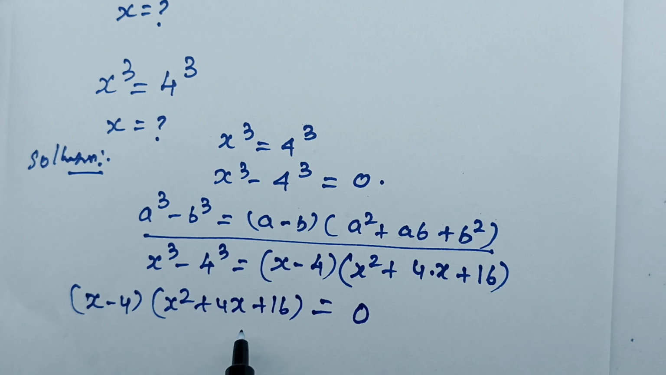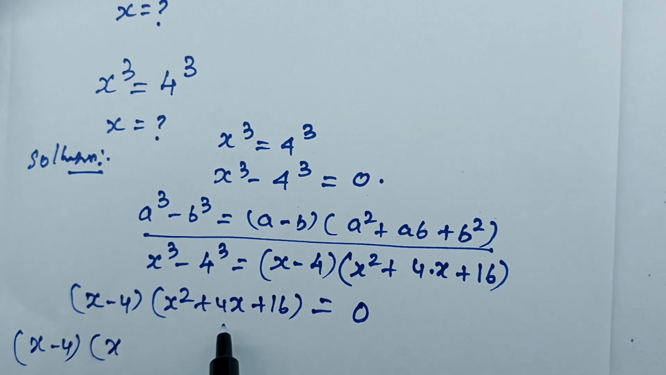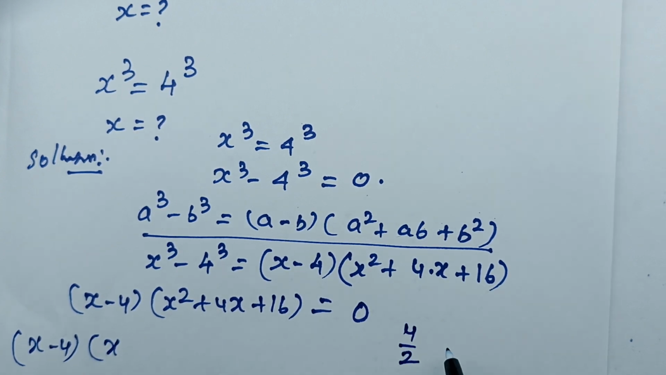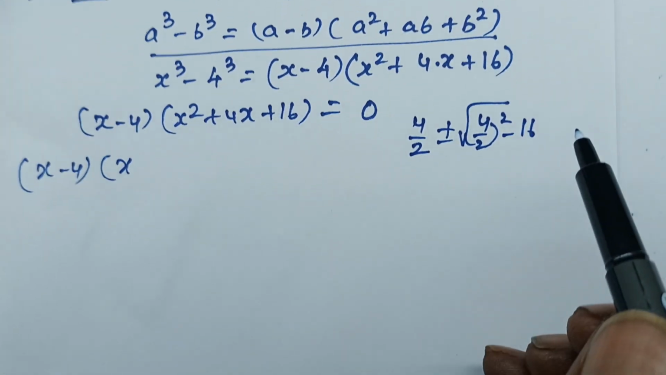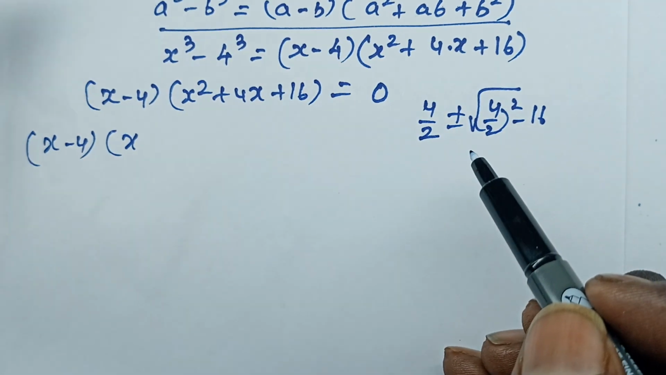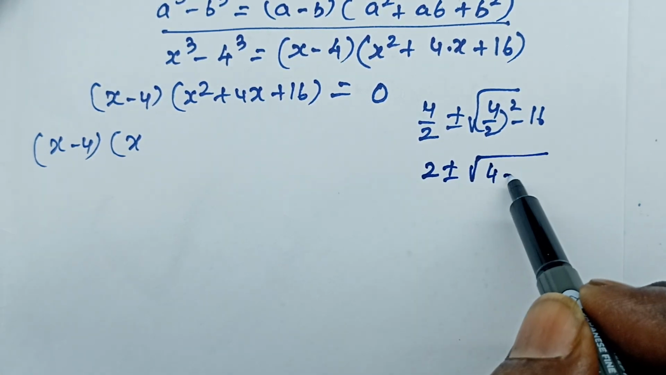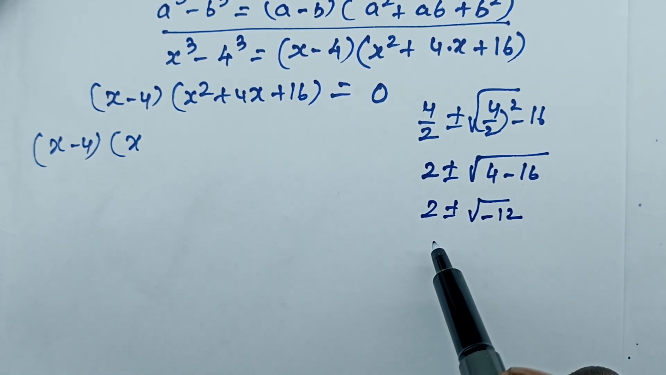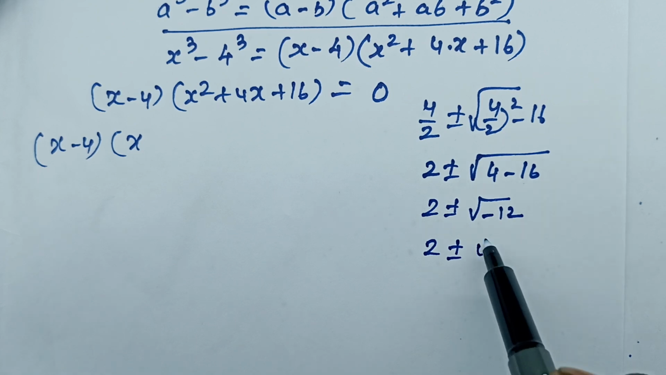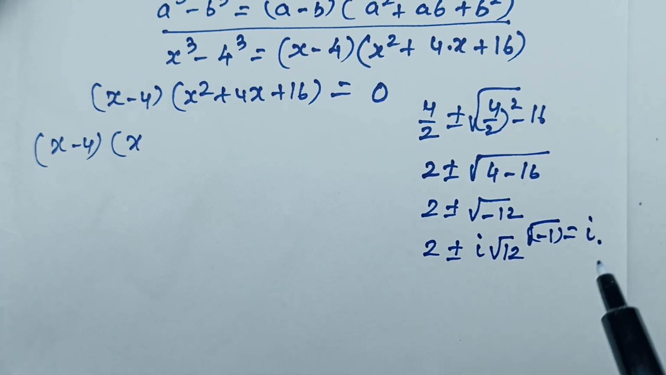Find out the two imaginary values of x from x squared plus 4x plus 16. Here, x equals minus 4 by 2 plus or minus root of (4 by 2) whole squared minus 16, equal to minus 2 plus or minus root of 2 squared, 4 minus 16. Minus 2 plus or minus root of minus 12, minus 2 plus or minus i root 12. Here root of minus 1 equal to i.